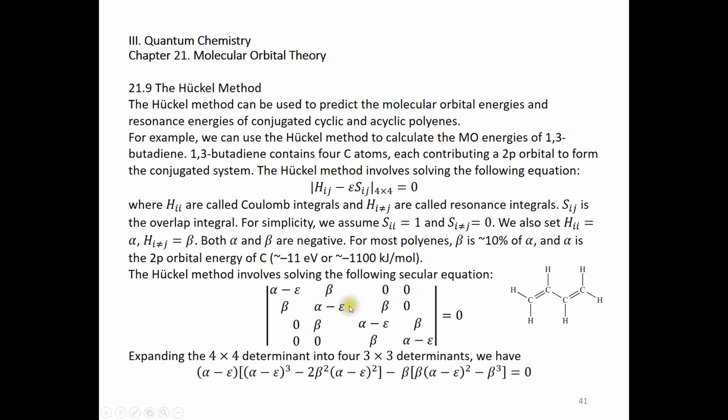Now let's look at carbon 2. Over here, this is H22. And on the left hand side, you have beta. On the right side, you have beta because carbon 2 is bonded to both carbon 1 and carbon 3. That's why you see beta on the left and right hand side.